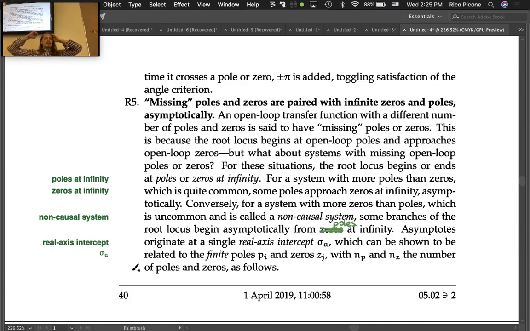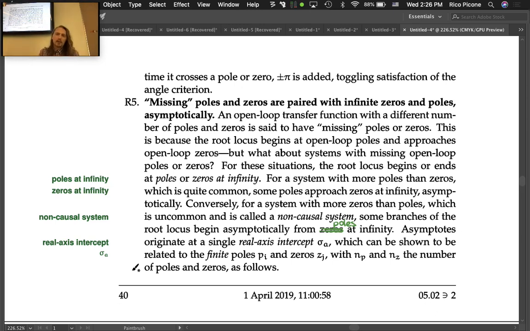Okay, so rule 5, the last rule here: missing poles or zeros are paired with infinite zeros and poles asymptotically. An open loop transfer function with a different number of poles and zeros is said to have missing poles or zeros. Remember, every branch of the root locus starts at an open loop pole and goes to an open loop zero. But what if your open loop transfer function doesn't have the same number of poles and zeros, which is very common, in fact.